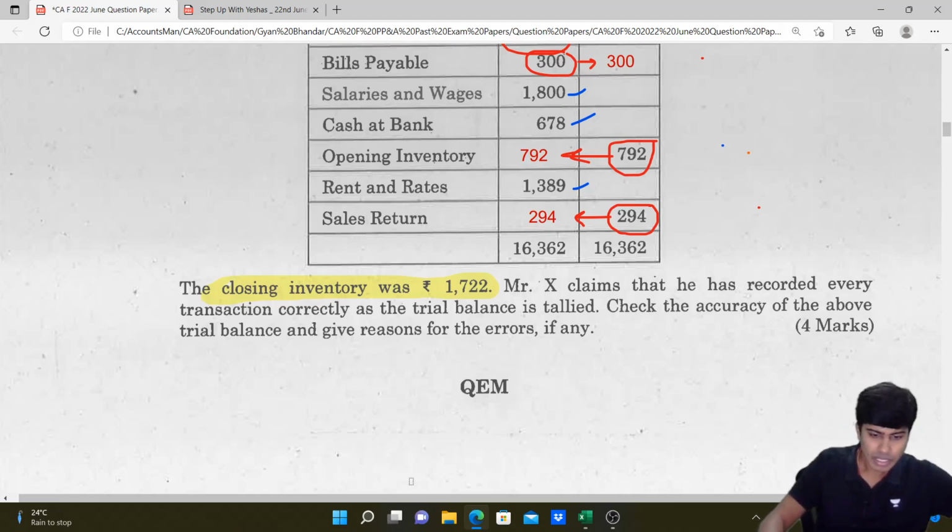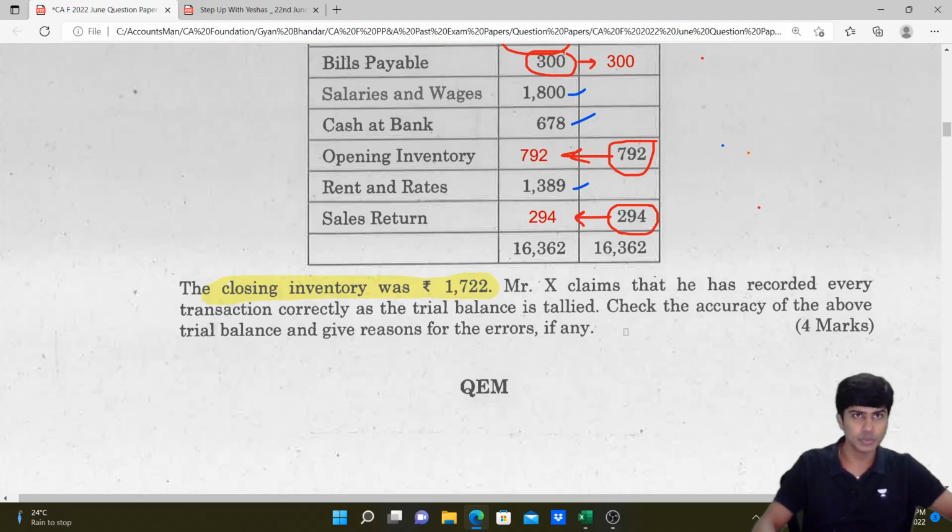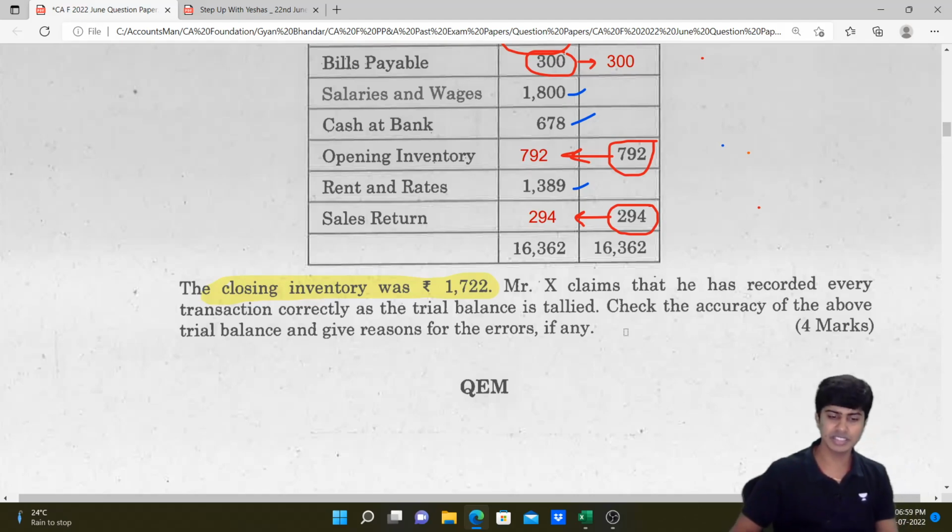Got it? Mr. X claims that he has recorded every transaction correctly. Oh, you should only tell that you've done correctly with so many mistakes. You've done everything correctly except for 6 mistakes, as the trial balance is tallied. Oh, because it's tallied. See, trial balance tallying doesn't mean it's completely correct. It can only assure you mathematical accuracy. Check the accuracy of the above trial balance, give reasons for the errors. That's it. We need to write reasons.